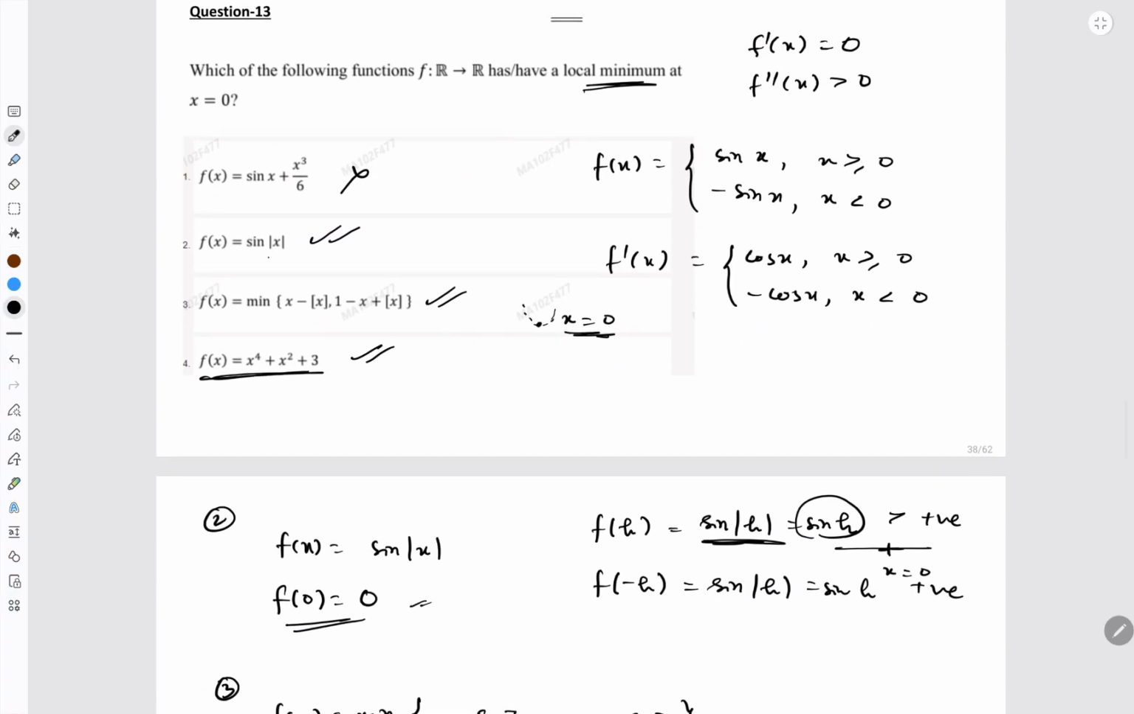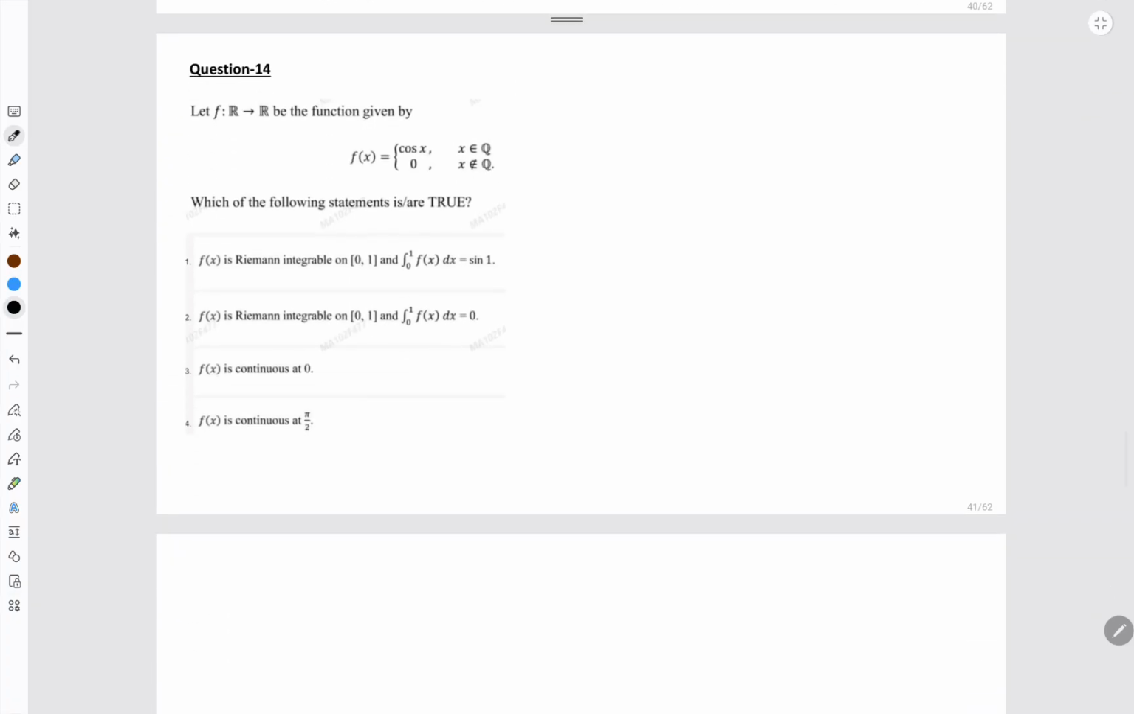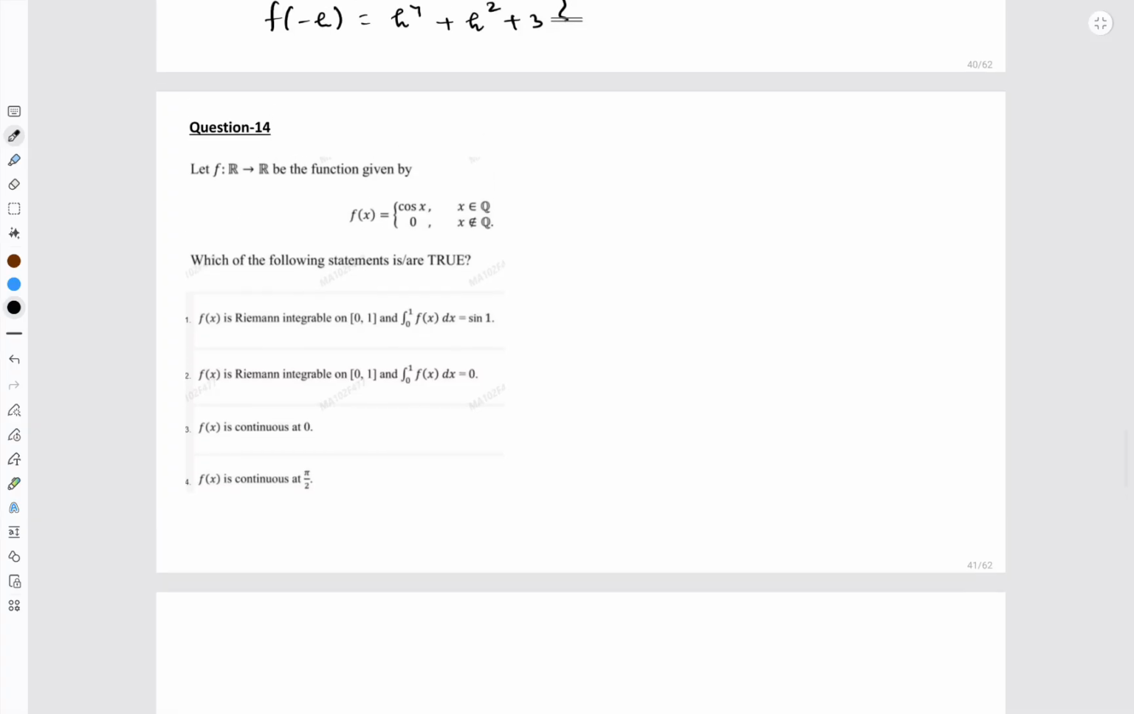So options 2, 3, 4 are correct here. Right. Question number 14 is a very interesting question. It is on the Riemann integral, and what is the Riemann integral? We'll look into it as well.